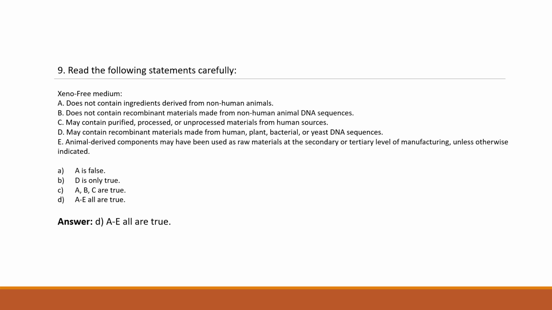So it should be processed to two or three levels, so your secondary tertiary levels, and then after that final processing you can add it only if it is needed for your experiment. If it's not required, you can also have a media which does not have even secondary or tertiary level manufactured animal derived components. So this is all true for your xeno-free media.